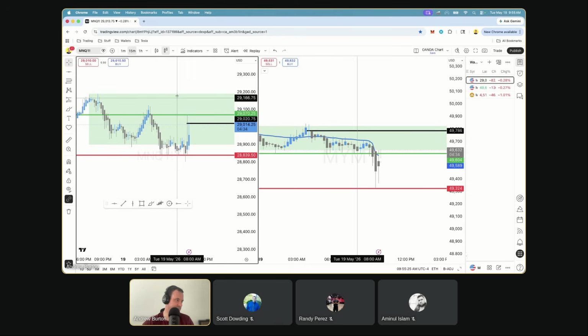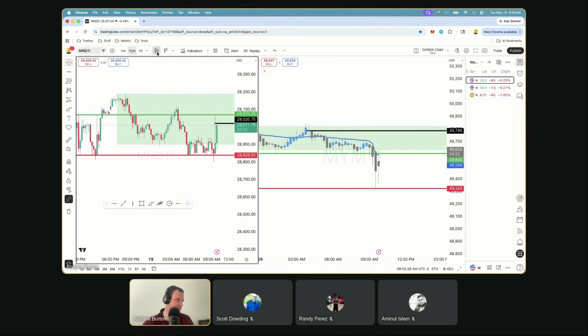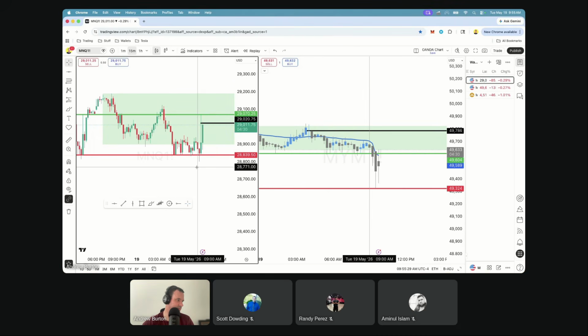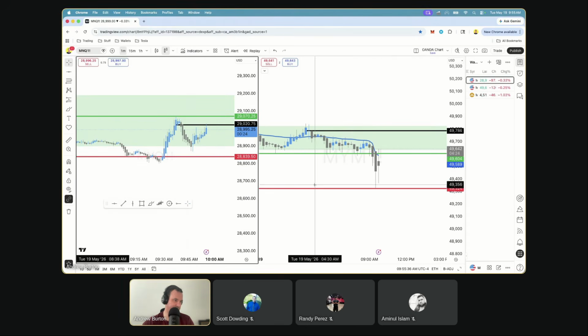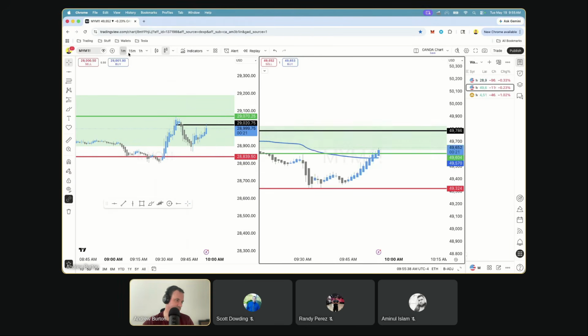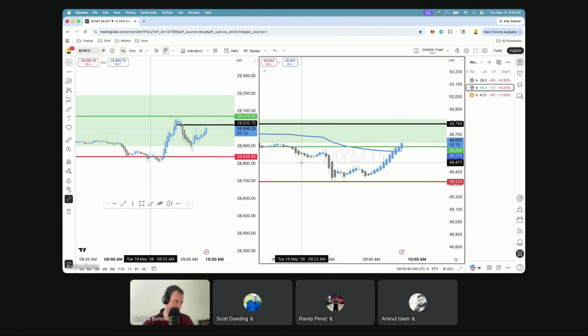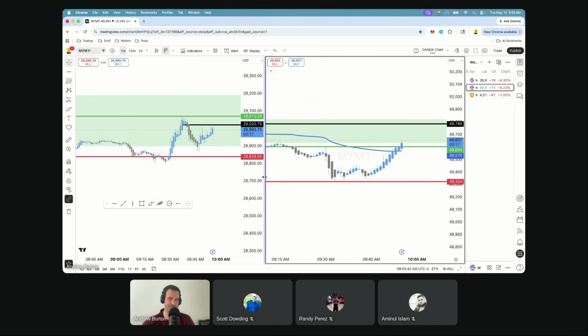So let's look at the NASDAQ, because the NASDAQ is up as well. And that's the 15-minute. Okay, so we're going to drop to the 1-minute. Yeah, US 30 and the NASDAQ look pretty much the same, eh? Oh, there it goes. It took some liquidity here.